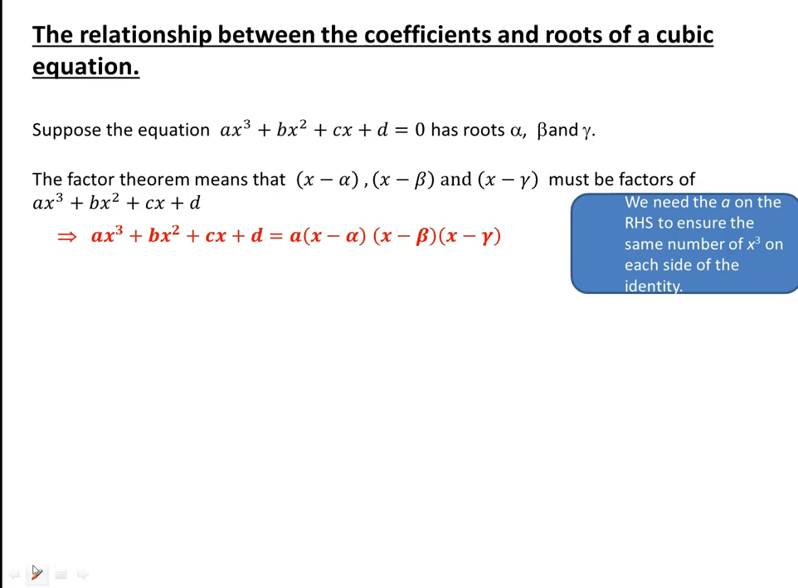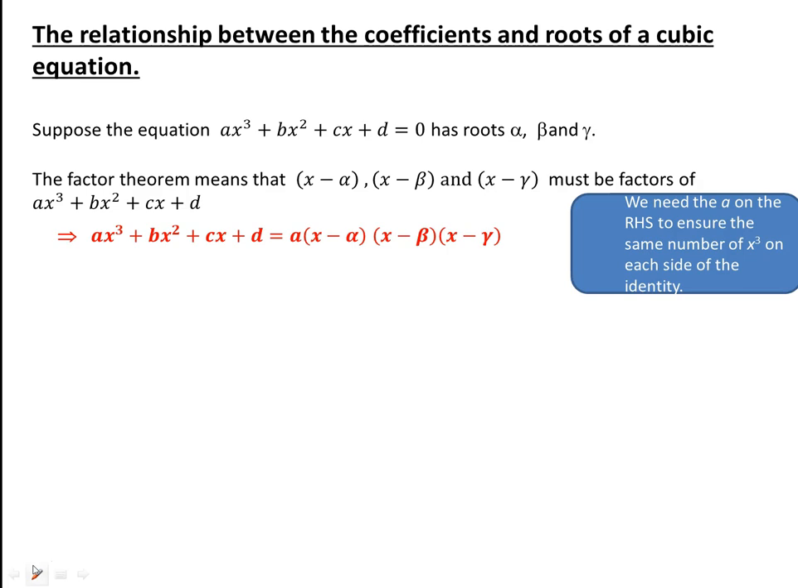But if I just have (x - alpha), (x - beta), (x - gamma), I'm just going to have a single x³ on the right hand side and a lots of x³ on the left hand side. So to get the x³ terms balancing on each side of our identity, we need to have a factor of a in front of the (x - alpha)(x - beta)(x - gamma).